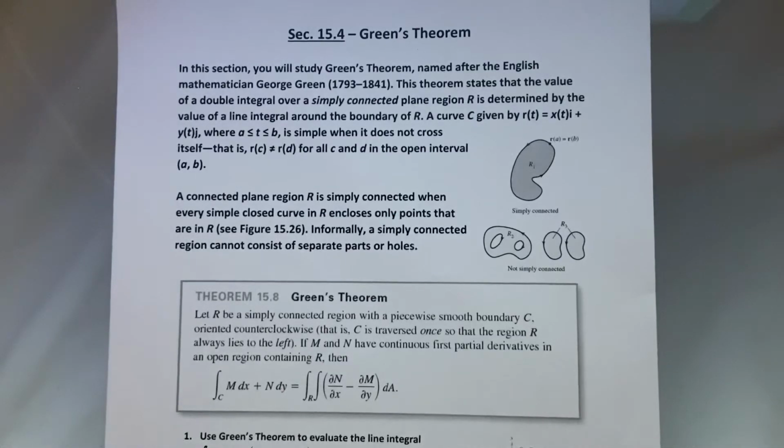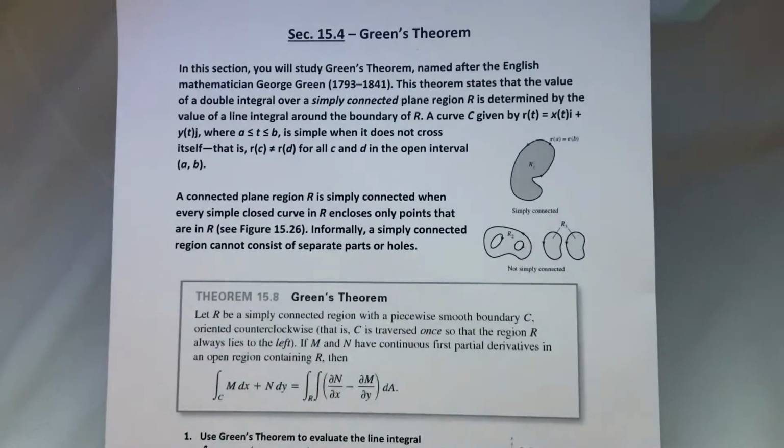Okay, calculus, last section, 15.4. It's Green's theorem, and it's primarily about pathways around a region when you traverse the region one time. This theorem states the value of a double integral over what's called a simply connected plane region R is determined by the value of the line integral around the boundary of R.